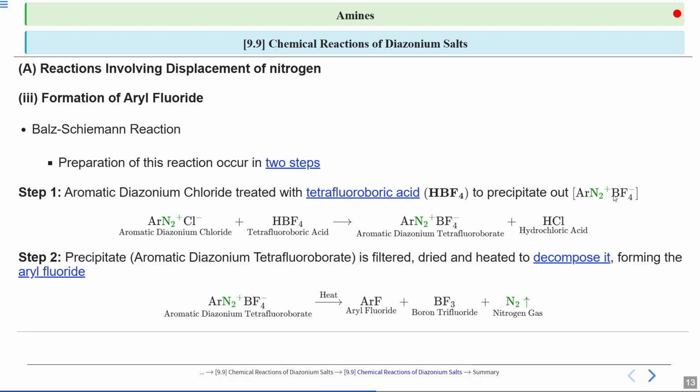We'll see the overall reaction over here. When aromatic diazonium tetrafluoroborate is heated, it gives us aryl fluoride, nitrogen gas and boron trifluoride. The nitrogen gas escapes as bubbles. This shows how the nitrogen is displaced and replaced by fluorine, which completes this transformation. So this is about the Balz-Schiemann reaction.